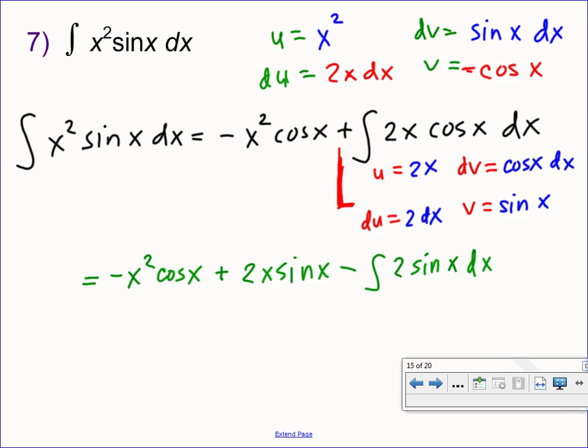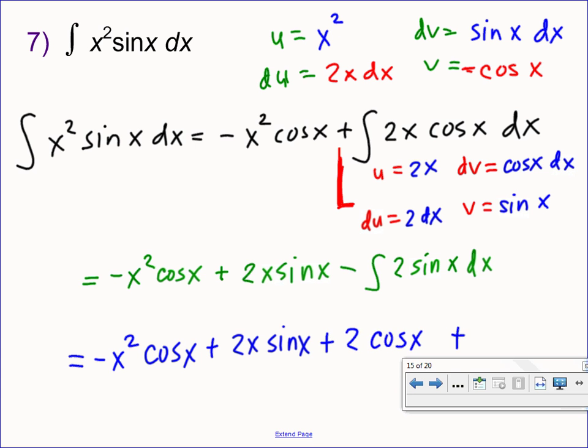Did our second substitution result in a simpler integral? Yes. Is it one that we have a rule for? Yes. So I know I'm at the end of the road. Good job. Cosine differentiates to the opposite of sine, so this is plus 2 cosine of x plus c.